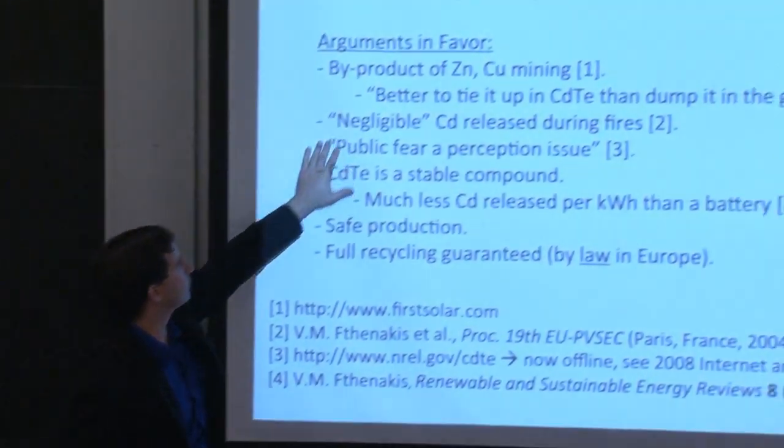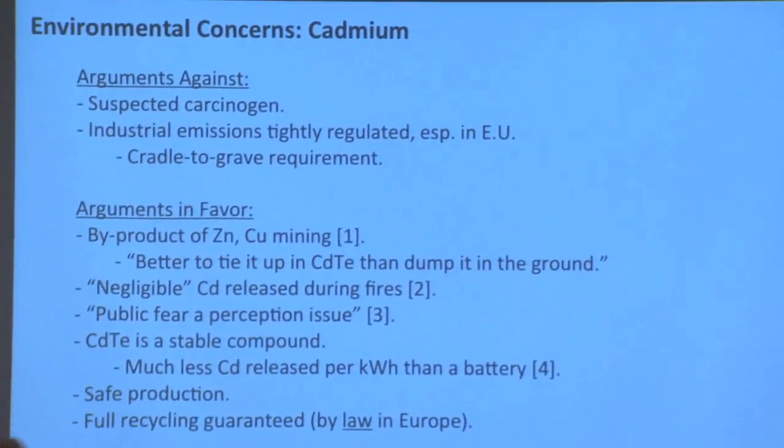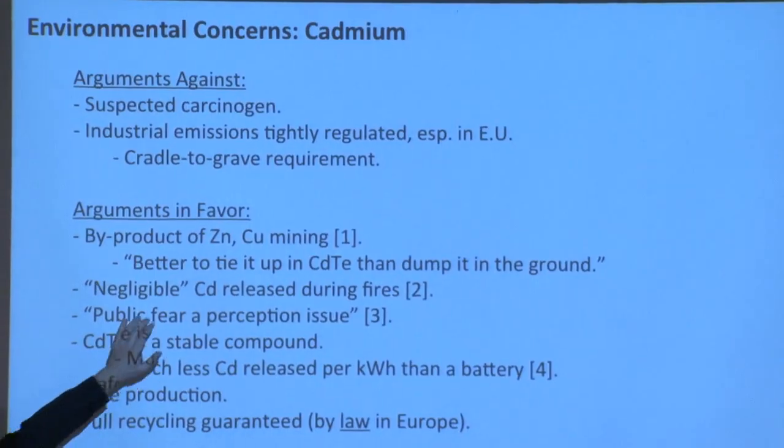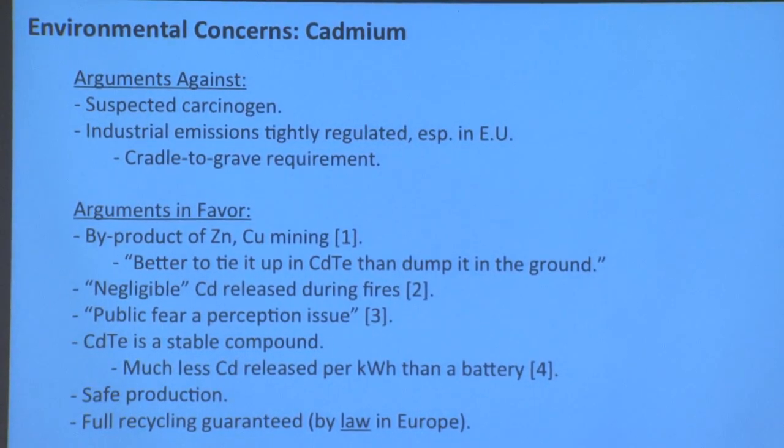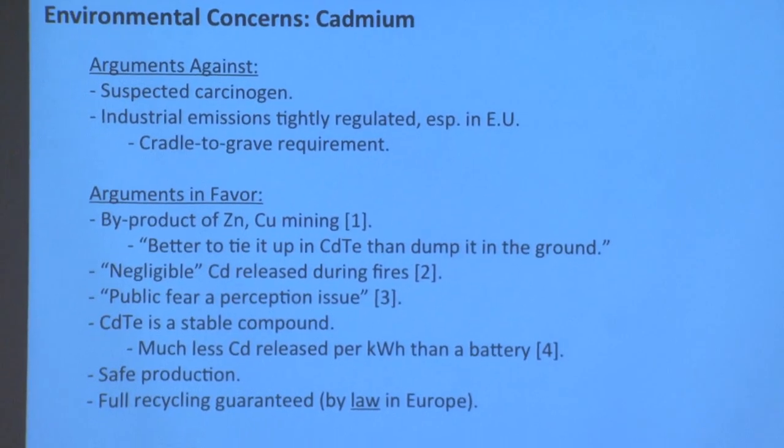The argument in favor of having cadmium inside of solar panels is the following: it's better to tie up cadmium inside of a relatively inert compound, CdTe, than to have it go off and cause problems on its own. If you heat it up, the CdTe would evaporate congruently. Typically, so-called negligible amounts of cadmium are released during fires, and I put it in quotes because these are studies, very good studies, and I trust the work coming out of that photovoltaics group very much.